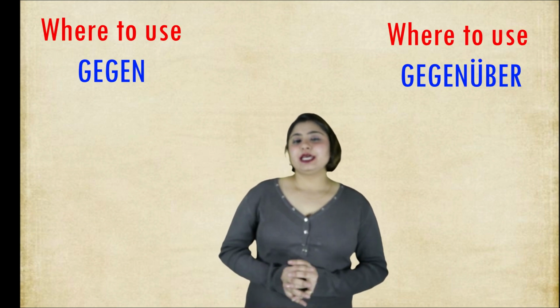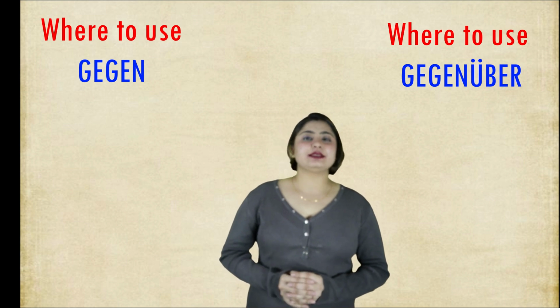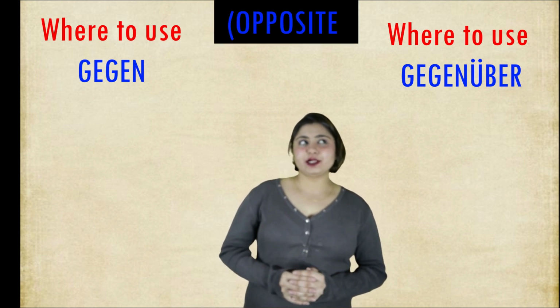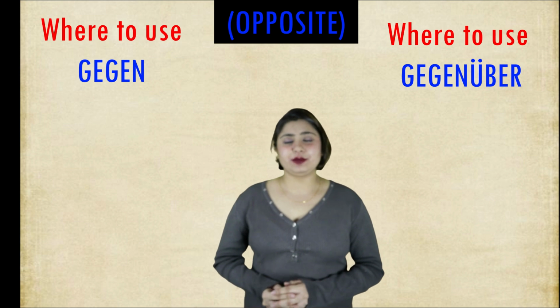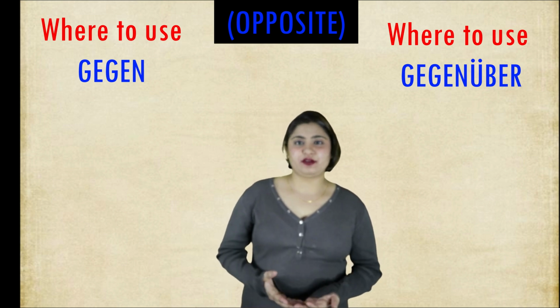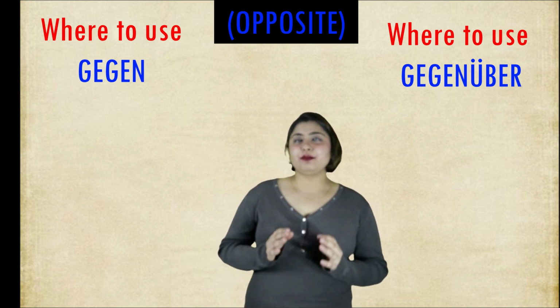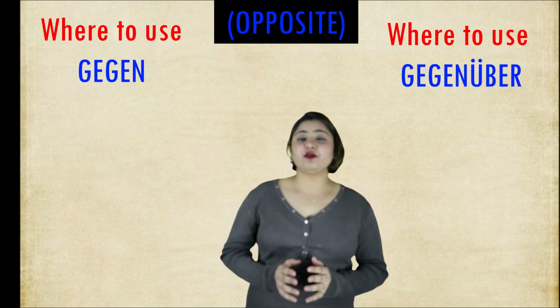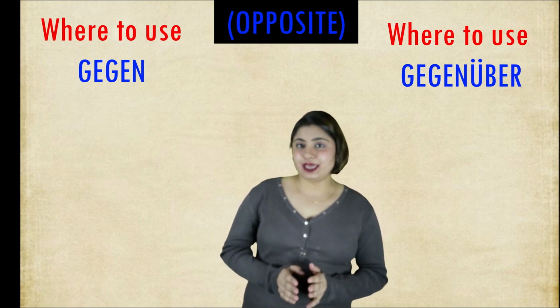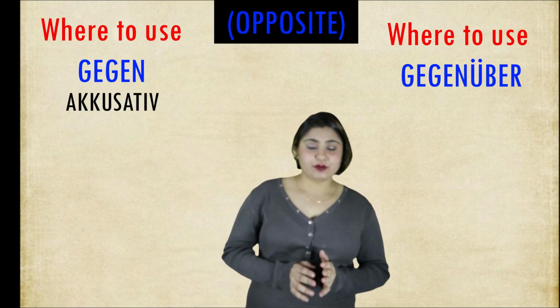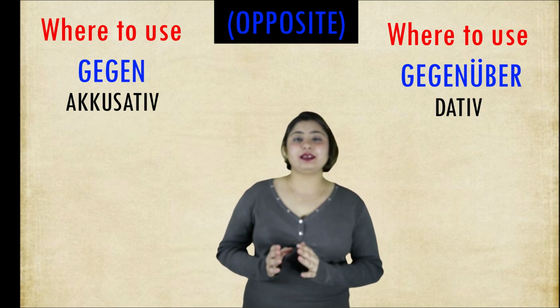The last pair of prepositions of this category, gegen and gegenüber. The same meaning that they share is opposite. Gegen also means opposite and gegenüber also means opposite. But what is the difference? The main difference in both of them is of case, first of all. Gegen is accusative, while gegenüber is dative.